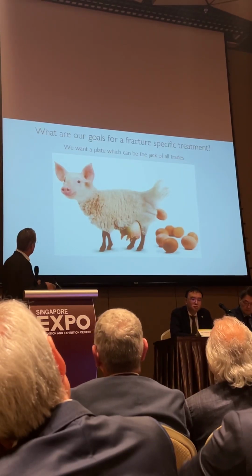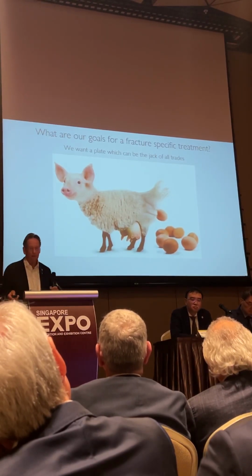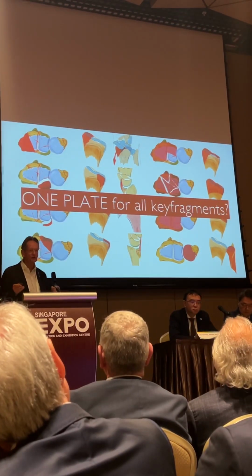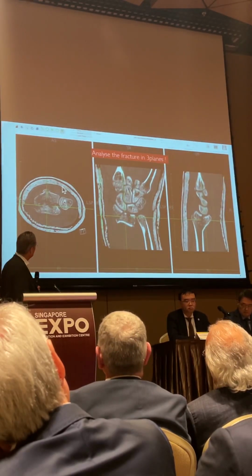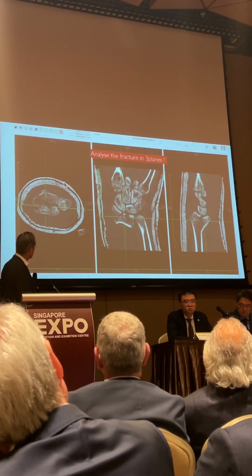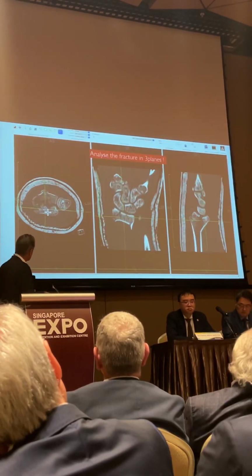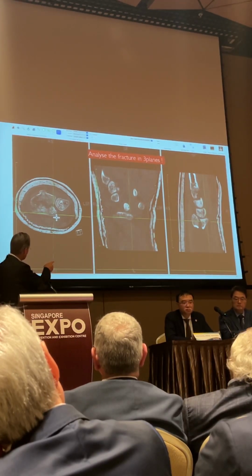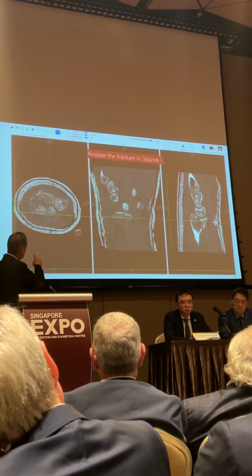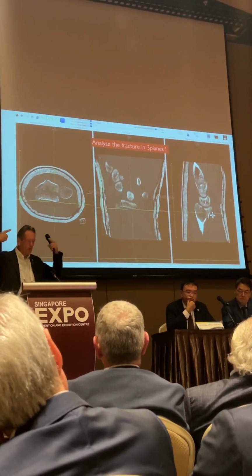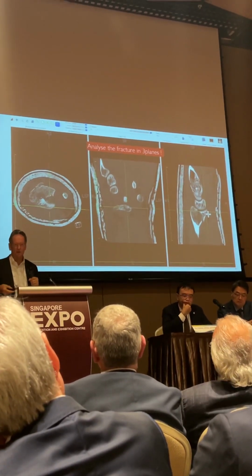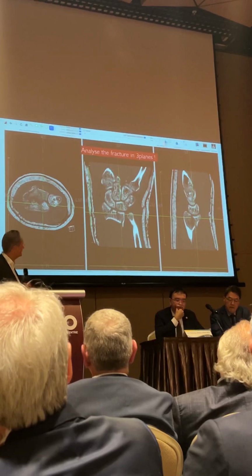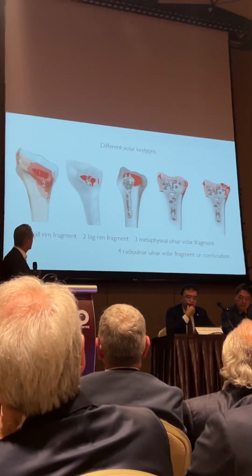So, what are our goals for fracture-specific treatment? We want a plate which can be the jack of all trades. And the question is, does that plate exist? I tell you, no. Analyze the fracture in 3 planes. Then you will know where the fracture is, what size the fracture has, and that's the best way to analyze a fracture. From the axial view, go through the other planes. You have to merge them in your brain in a three-dimensional understanding, and then you know what you have to deal with.